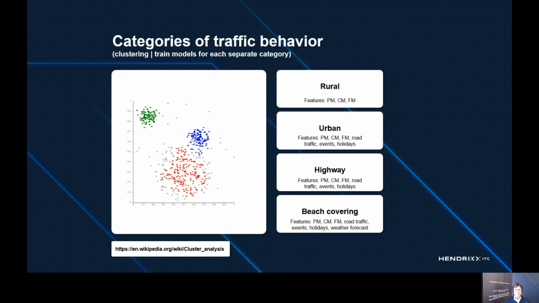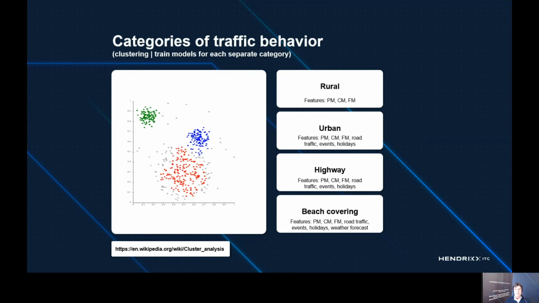And also, the data you can use for the model training depends on the category of the antennas. For example, for rural antennas, you can use PM, CM, FM data, being the data which is published by the OSS each 15 minutes or 5 minutes. You could use this data to train models for rural antennas. But for urban antennas, maybe it is also very interesting to use road traffic data or event-like data, holidays, etc. And the same holds for highway covering sites.